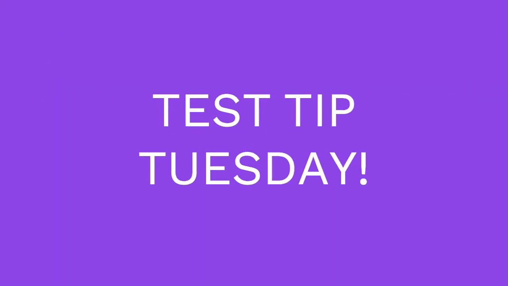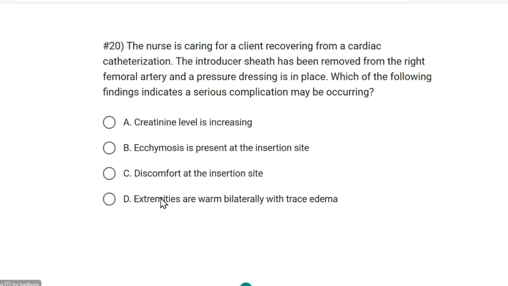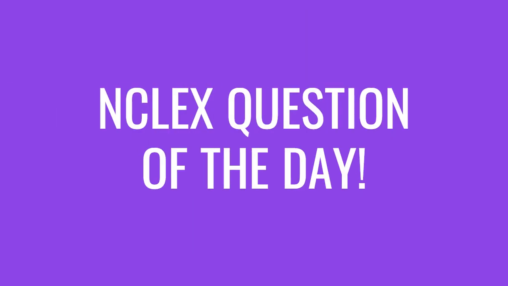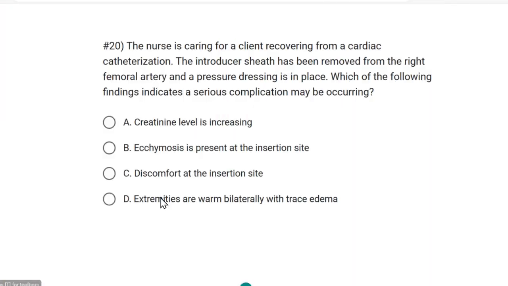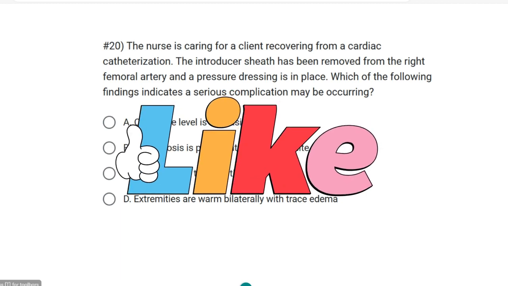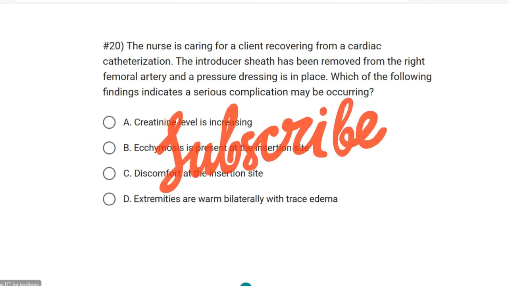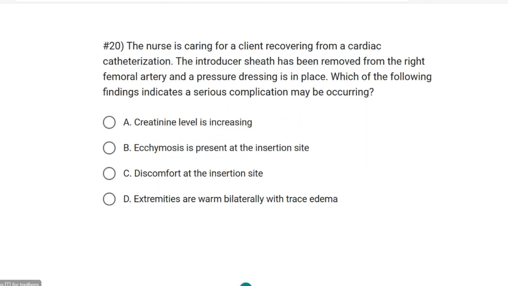Good day, everyone. Today is Test Tip Tuesday, and today we're going to talk about how to answer negative event query questions. So, here is your NCLEX question of the day, and it is inspired by our NCLEX Review Masterclass, where this week we are focusing on physiological adaptation.